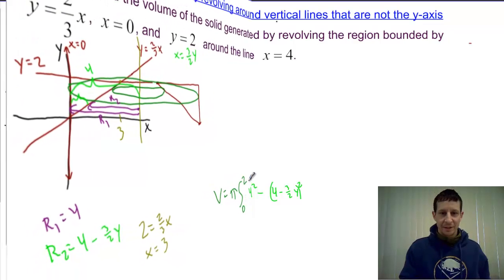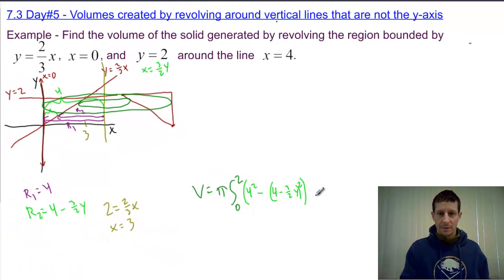And make sure we get our notation straight. It would be dy this time. Okay, make sure this matches. These are in terms of y's, we have pi r squared minus pi r squared. So that's all we really need.